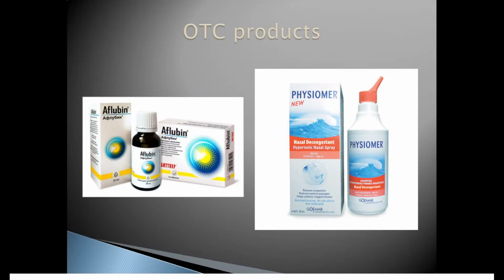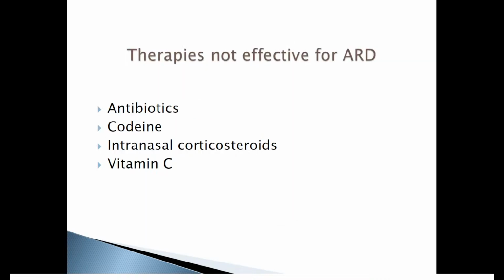Except it, we may use other symptomatic treatment. Now I may give you a few examples of OTC products. For example, hypertonic nasal spray, physiomer, Aflubin maybe, and other different drugs also can be used. There are a lot of drugs. Maybe the most widespread group of drugs are anti-common cold drugs.